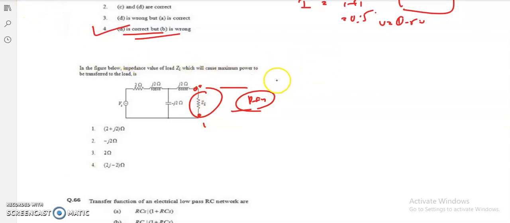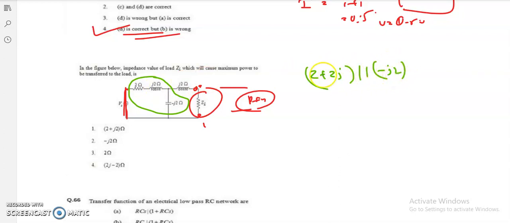To find out the Thevenin's resistance, we have to deactivate all the sources. So here the voltage source is there. To deactivate this one, we have to short circuit this one. So if we short circuit, then you can observe here both these two come into parallel. That means here 2 plus J2 is there. 2 plus 2J comes in parallel with minus J2, right? And this entire thing is in series with J2, right?